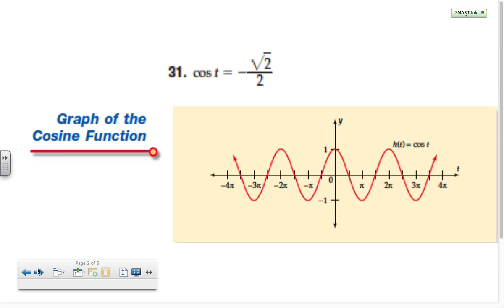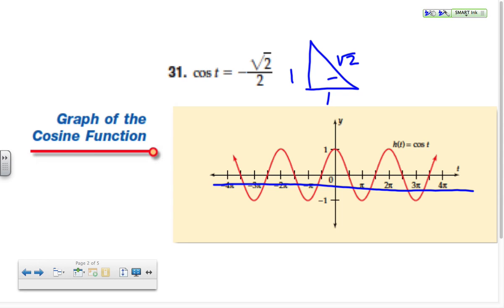All right, so it wants to know where is cosine of t negative square root of 2 over 2. Well, first of all, since it's negative, we know it's going to be below the 0 line. And so that's going to be somewhere here. I'm just going to draw a line. It doesn't matter where this line is. We'll pretend it's straight. But it's going to be below the 0 line. And I have to think about where is my value root 2 over 2. I need to think about a chart. Where do I have ones that are root 2 over 2? 1, 1, root 2. These are pi over 4s.